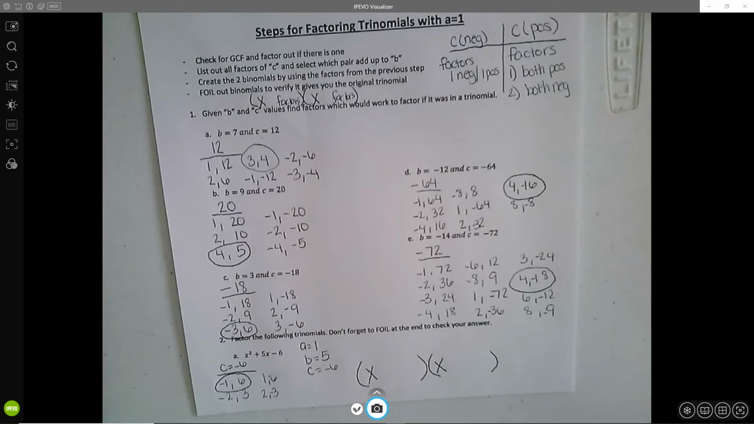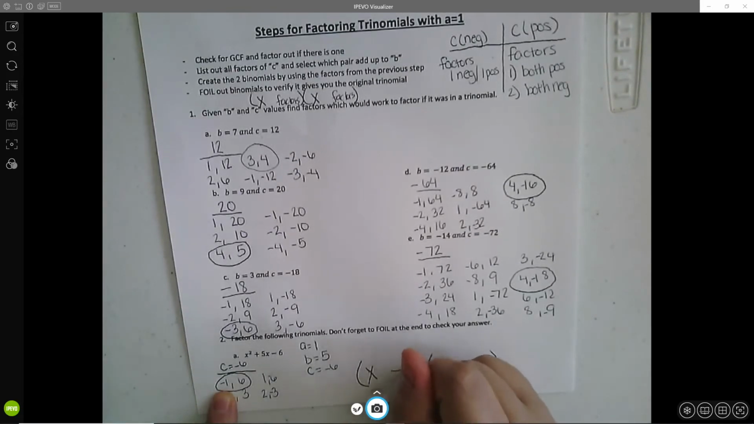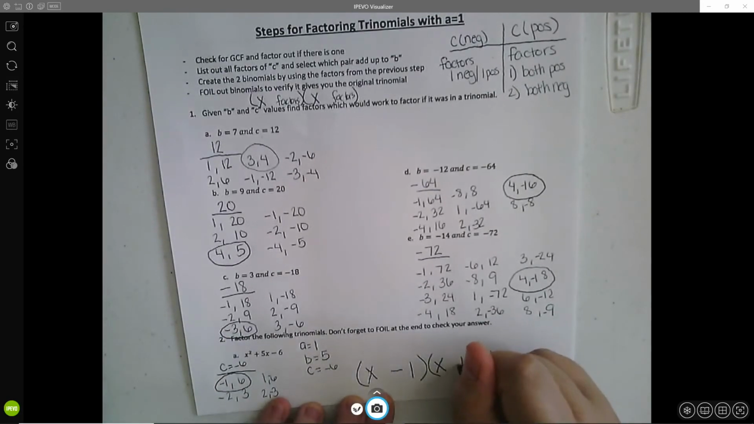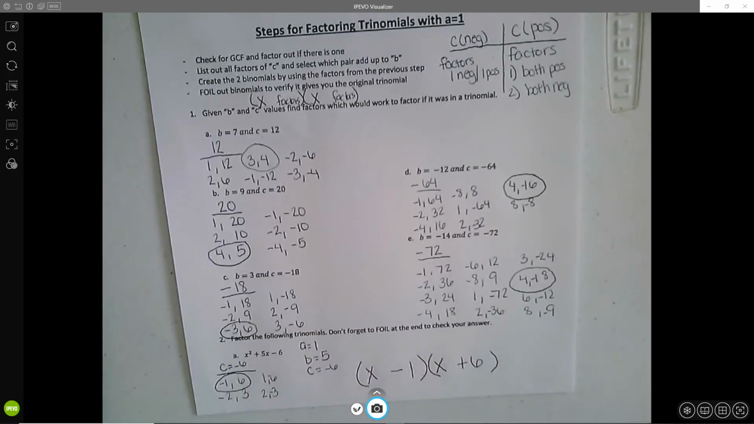Now, the only thing left that you have to do is these numbers at the end are your factors. Okay, I look and I say, well, I have a negative 1, which is just a minus 1. I have a positive 6, which is a plus 6. That is your final answer. That is all factoring is on these problems.